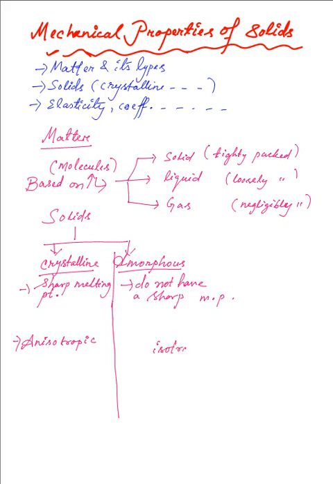That means all the physical properties that we may consider, such as thermal conductivity, electrical conductivity, or even the refractive index in the case of an optical medium, remain the same in all possible directions. So that is how we differentiate between the crystalline and the amorphous solids.